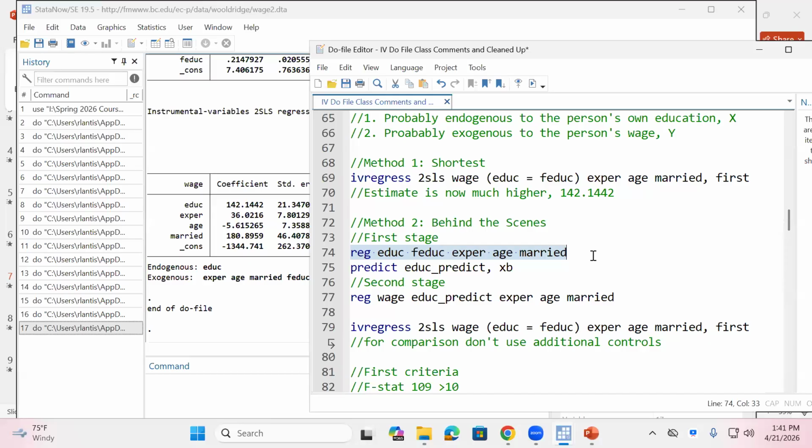Any questions on this idea before we keep moving? Okay.